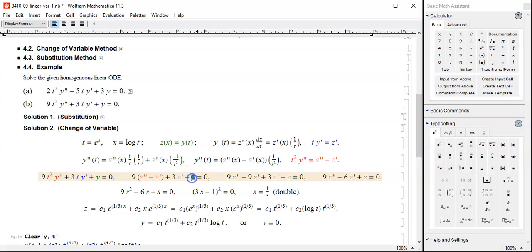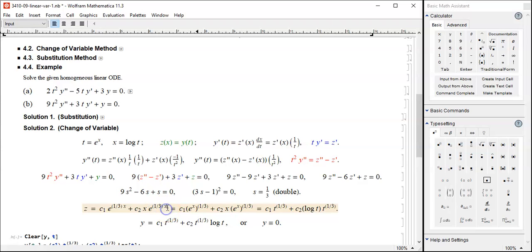this blue and then green, what's left is a second order equation of z with constant coefficients. And we'll get this. We have a double root. So z can be written as exponential 1/3 power of x and x times exponential 1/3 power of x.